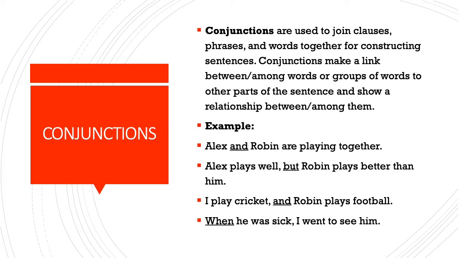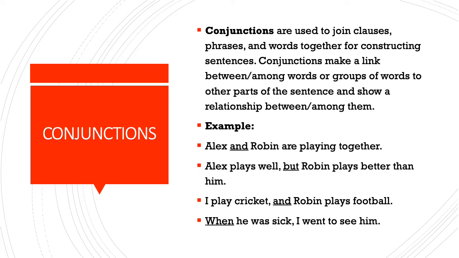So let us see the definition. Conjunctions are used to join clauses, phrases and words together for constructing sentences, right? So conjunctions act as a bridge between clauses, phrases and words together for making sentences complete. So conjunctions are actually joining these particular groups of words. Conjunctions make a link between or among words or groups of words to other parts of the sentence and show a relationship between or among them.